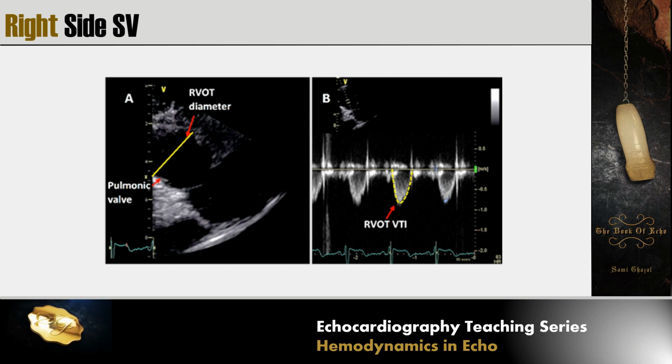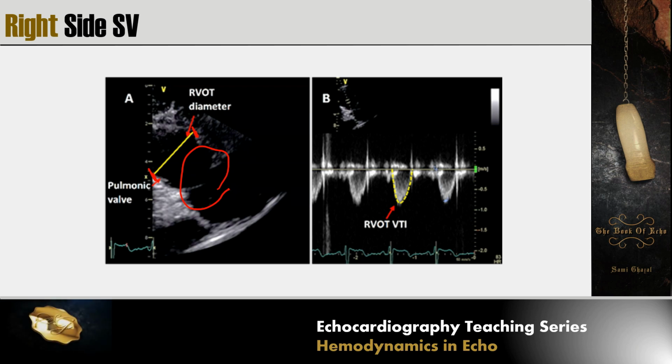The right side stroke volume or forward flow can be done in a similar way to the left one. We can measure the RVOT diameter proximal to the pulmonic valve, this pulmonic valve. So we measure this diameter here. We can either do it in the parasternal short axis view at the level of the great vessels, as well as in the parasternal RVOT view.